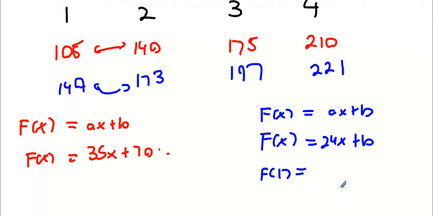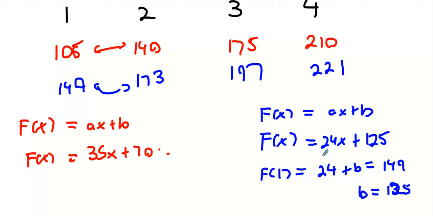f1 is 24 plus b equals 149. Then b will equal, what will b equal? 125. Is that all right with you guys? So what's the formula for f(x) then? 24x plus 125, and test it. What happens if you put in x equals 2? It'd be 48 plus 125, which will give you 173.